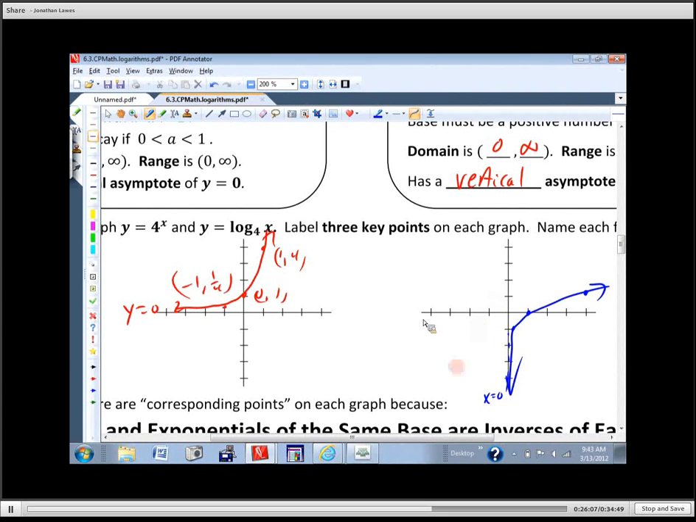Look, we don't have any points on the logarithm over here where the negatives are. So the domain for logarithms is going to be positive numbers. Again, we're talking about the parent functions. We'll talk about what we do when we transform those. Any questions?